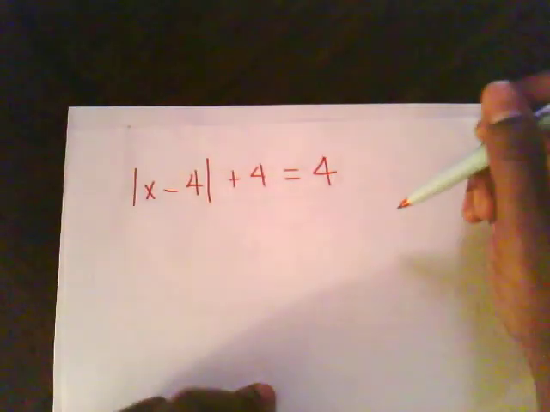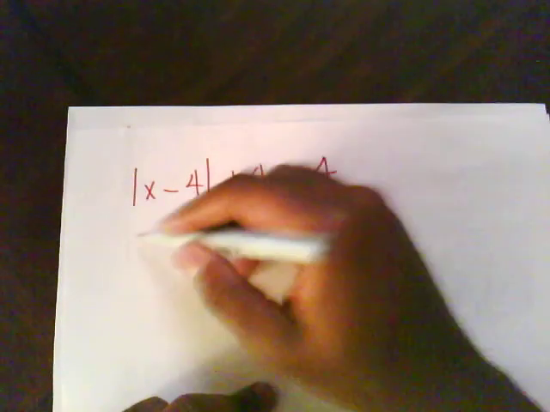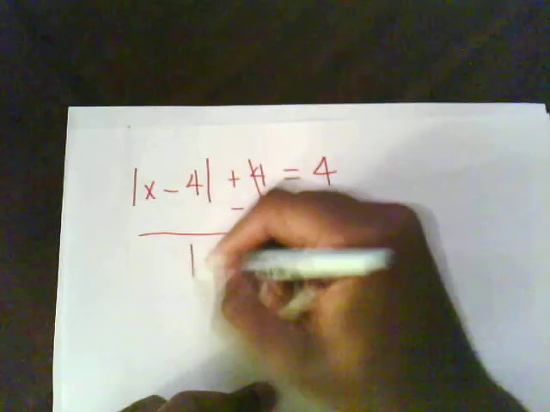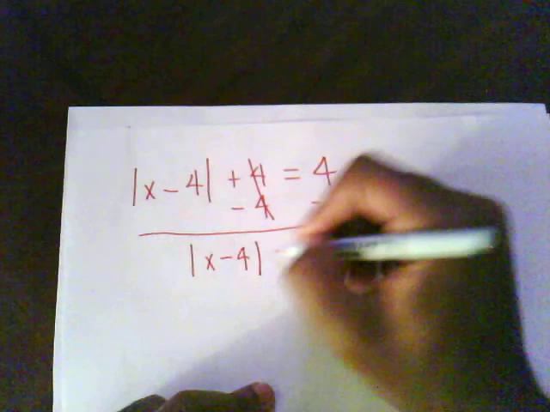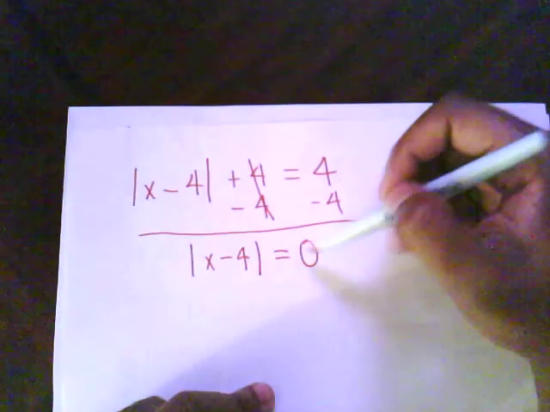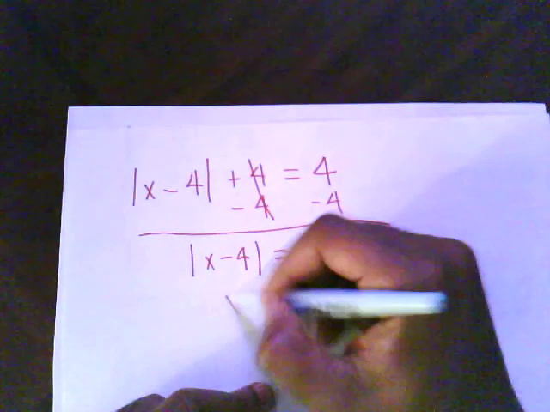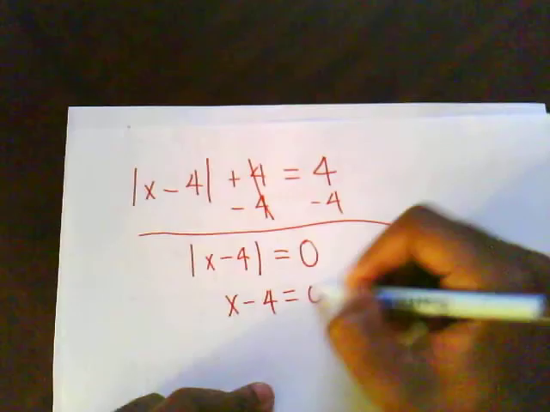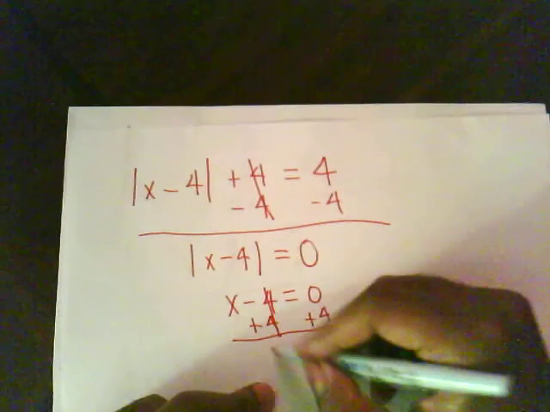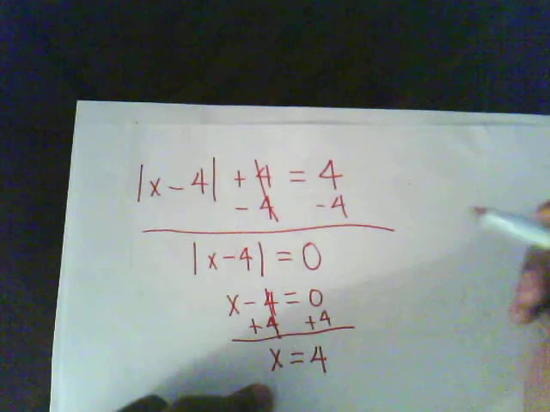One more example. This says the absolute value of x minus 4, plus 4, equals 4. We have something to isolate, so we're going to subtract 4 from each side. Now we have the absolute value of x minus 4 equals 0. Whenever it equals 0 after you isolate, that lets you know you're only going to have one answer. So x minus 4 equals 0. We're going to add 4 to get x by itself. 0 plus 4 is 4. So x would equal 4.